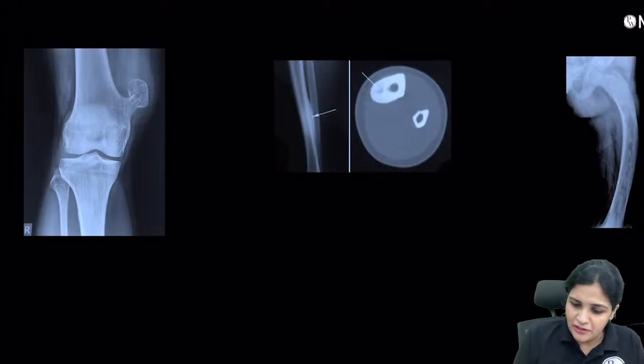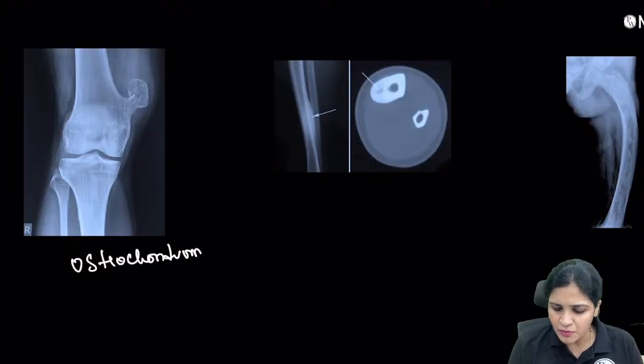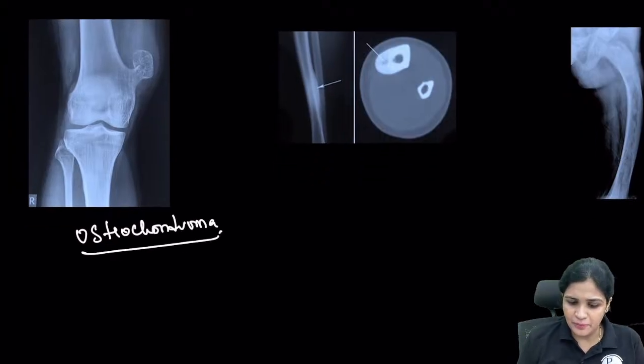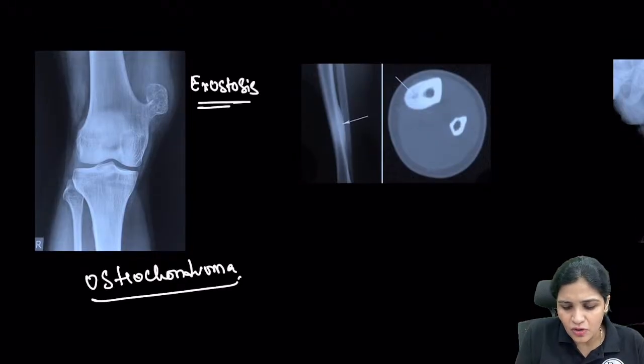Osteochondral. Yes, very good, Rishabh. The answer is absolutely right. This is called the osteochondroma. We will learn 2 or 3 points in each image so that it will be like a revision for us. So osteochondroma is also called exostosis, right?